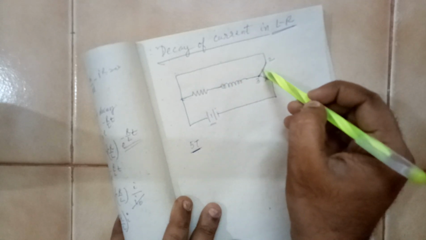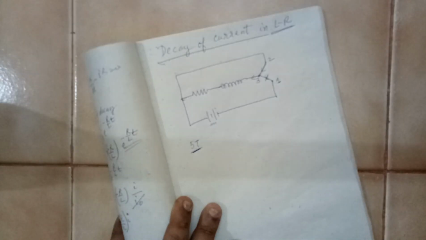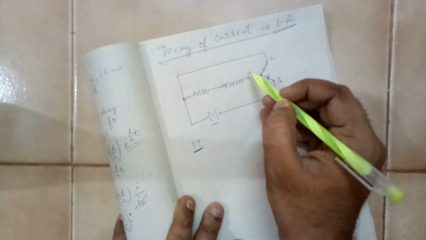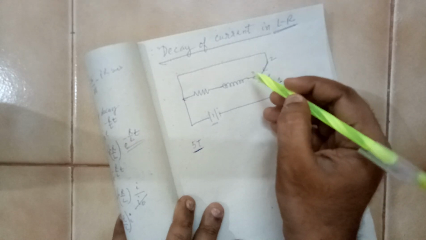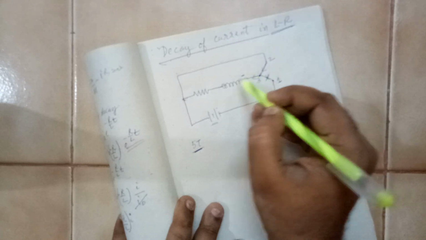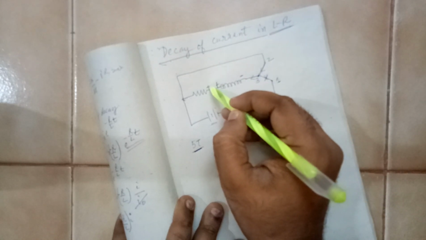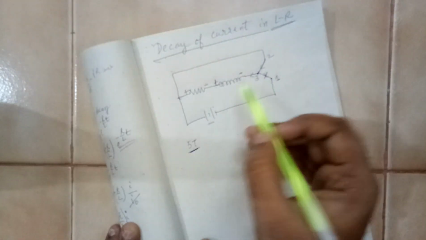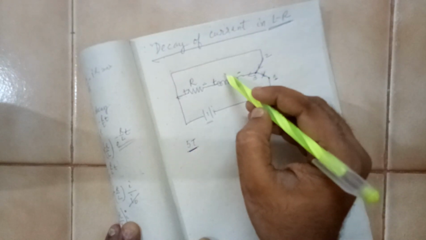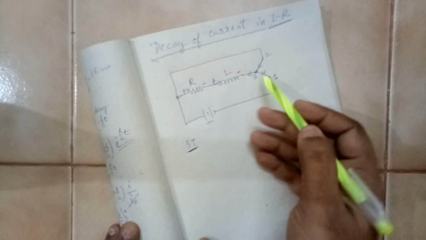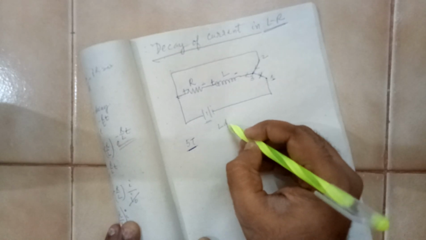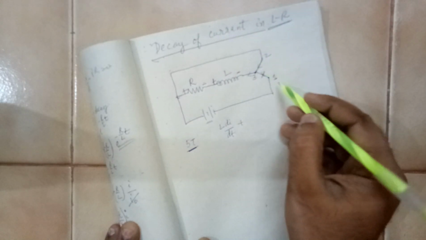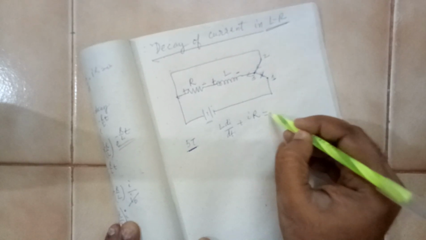Now let us say the current is going like this. Is the current decaying, meaning decreasing? The current is decreasing. What will happen? There will be a potential rise. So if the resistance is R and the inductance is L, the expression will be L di/dt plus I R is equal to 0.